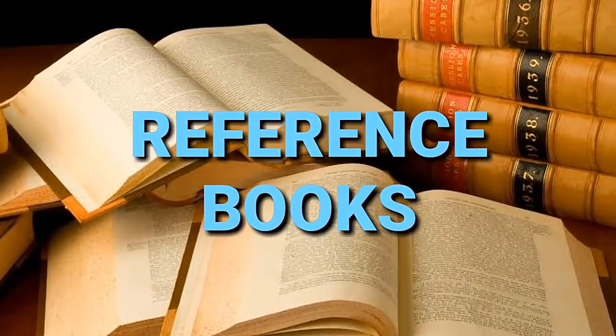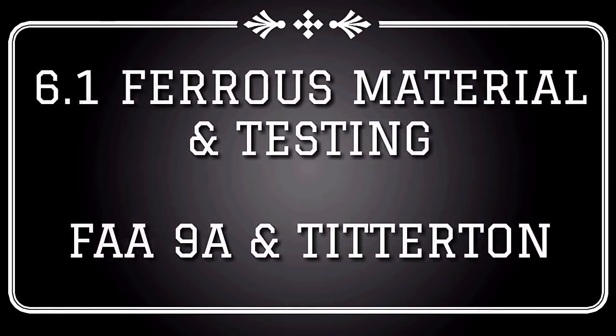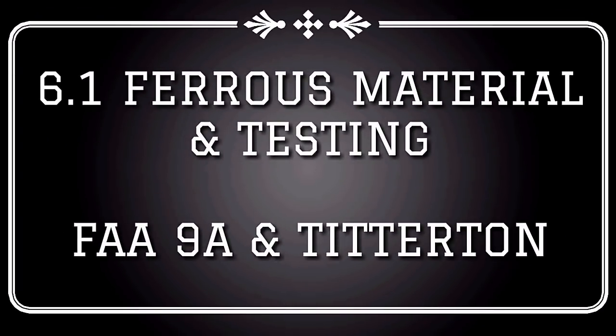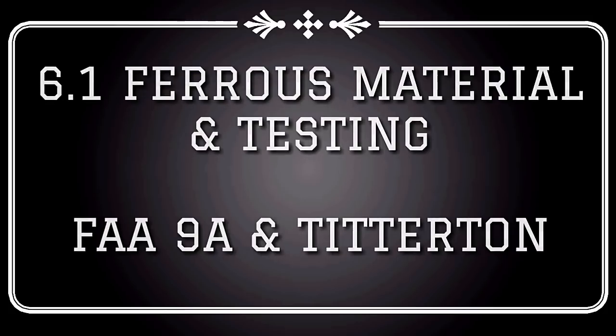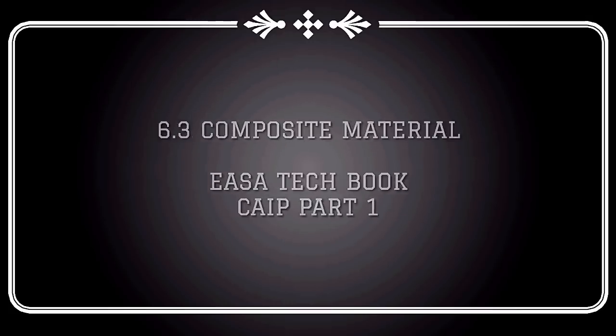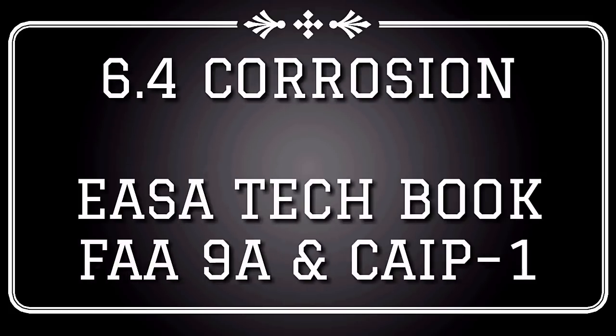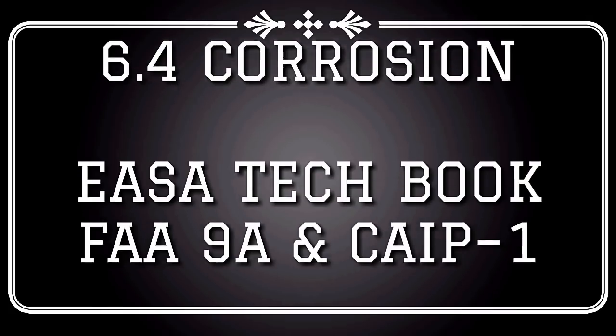Now, the first question is where to study all this. So let's discuss the reference books. 6.1 is about ferrous material and testing. FAR 9A Anti-Tethered is the best book to refer to. 6.2 is about non-ferrous material and FAR 9A is sufficient. 6.3 contains composite, and the YASA textbook, and especially CIP is for the fabric covering. Then we have 6.4 which is about corrosion: YASA textbook, FAR 9A and CIP 1. Recently, the YASA textbook is a favorite of DGCA.